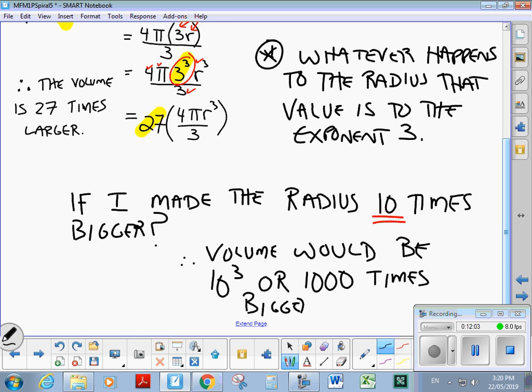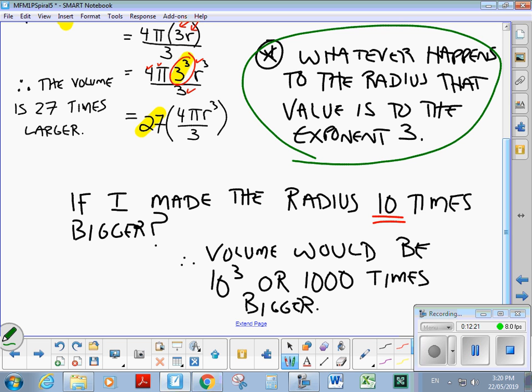All right. So this is something you'd see in a multiple choice question on EQAO. I'm definitely putting a question like this on the test for this unit, where it's just making that direct comparison. So you don't have to do all the work above. We just need to remember, whatever happens to that radius, we cube that value to find the resulting change to volume. All right.